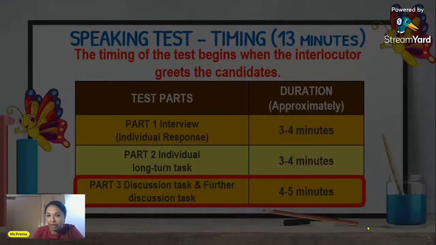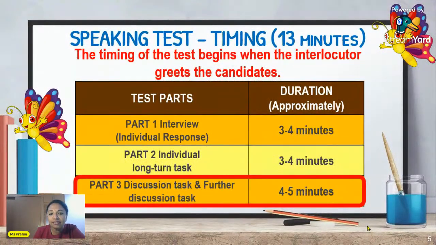Let's go into part three. Part three, we call it the discussion task and further discussion task. This one is a bit longer, an extra 1 minute, 4 to 5 minutes. We will go into detail on this part now.